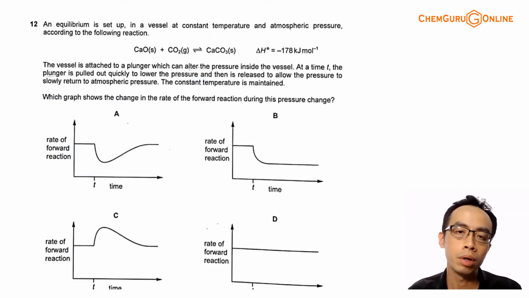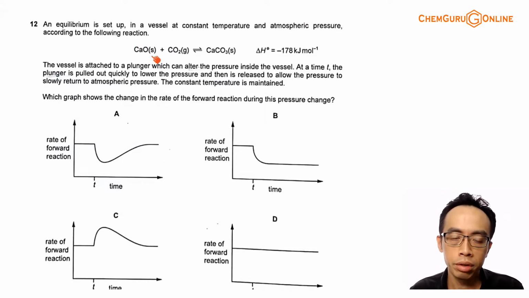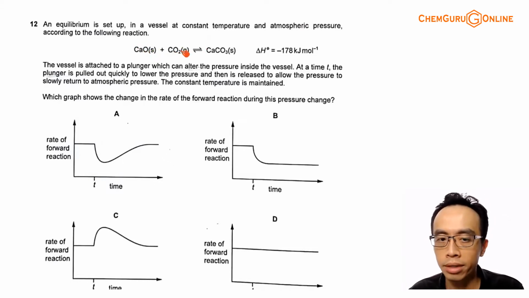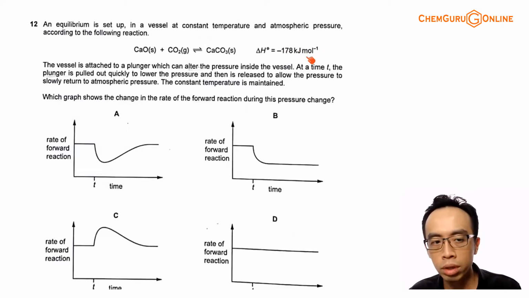Now in this video, we want to discuss the suggested solution for 2021 A-Levels H2 Chemistry Paper 1 Question 12. So question 12 goes something like this. An equilibrium is set up in a vessel at constant temperature and atmospheric pressure according to the following reaction: calcium oxide plus carbon dioxide in the gaseous state to give calcium carbonate. The enthalpy change for the reaction is minus 178 kJ per mole.